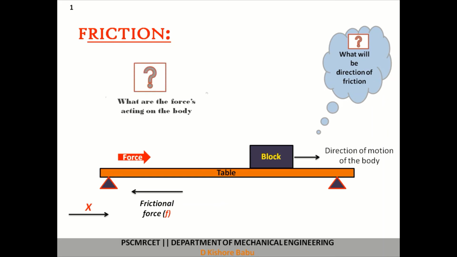And what are the forces acting on the body? First, the applied force, capital F, which is an external force acting on the body. Second, the frictional force, small f, which is a force that opposes the motion of the body. Third, the normal reaction, which acts vertically upward and perpendicular to the surface. And the weight of the body, which acts vertically downward. W is equal to mass into acceleration due to gravity.